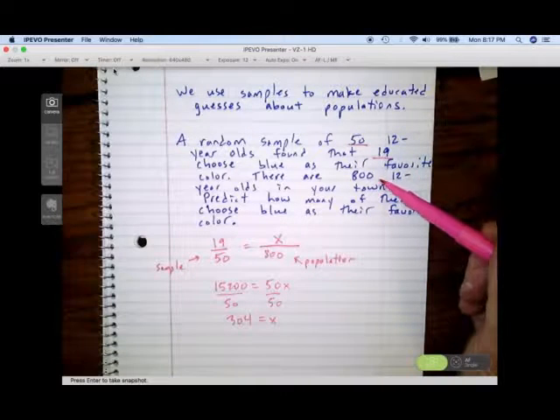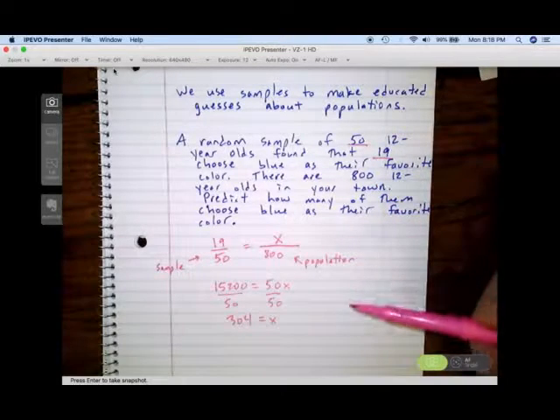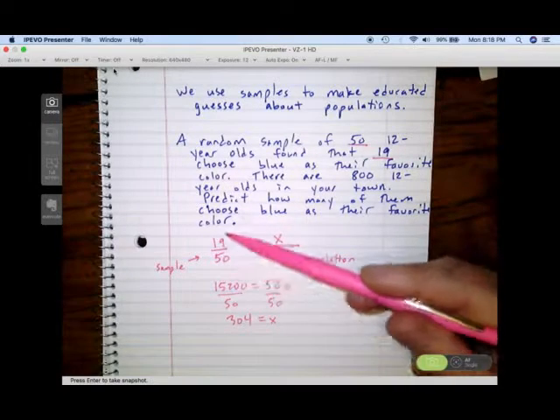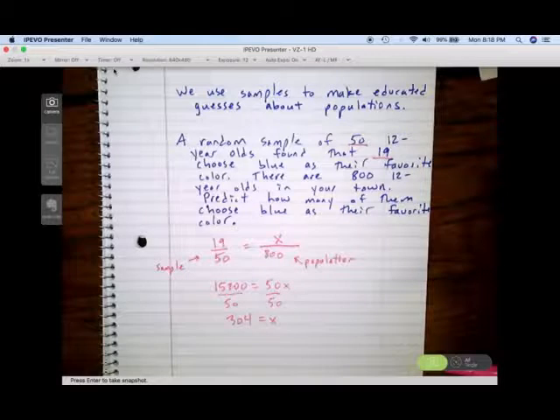800 really isn't that many, and you probably could ask them all if you really had enough people and enough time. But it's much quicker to take a sample of, say, 50 12-year-olds and then use a proportion like this to make a guess about the entire population.